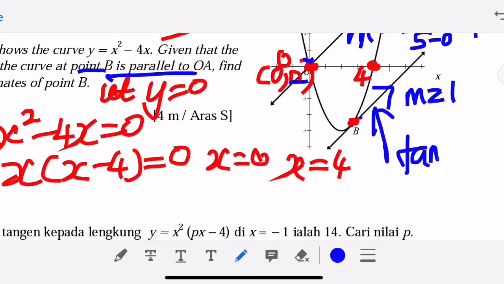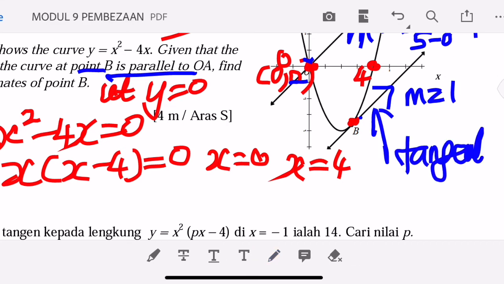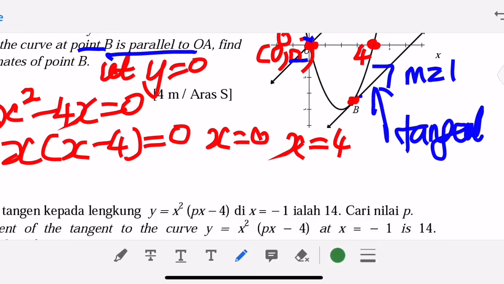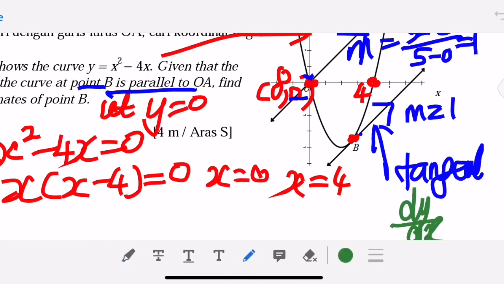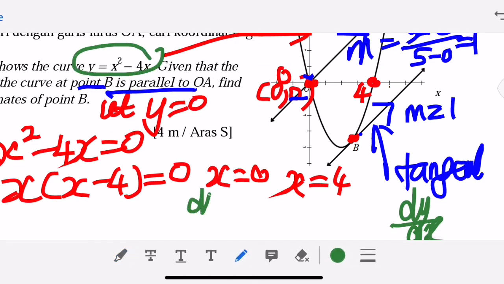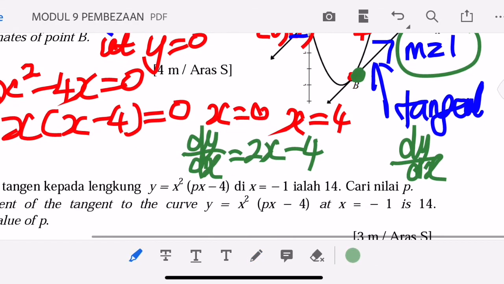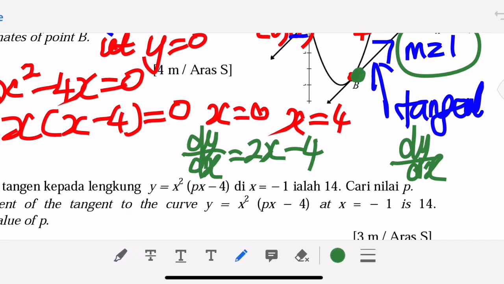Okay, this line is actually, what's the name for this line? It's tangent. What is tangent? The tangent actually means dy dx, right? So we are going to do dy dx for the curve. Where is the curve? So this is the curve. So dy dx is actually 2x minus 4, and the gradient at the point B is 1. So hence we can solve this one. 2x minus 4 equal to 1, 2x equal to 5. So hence we can solve x is 5 over 2.